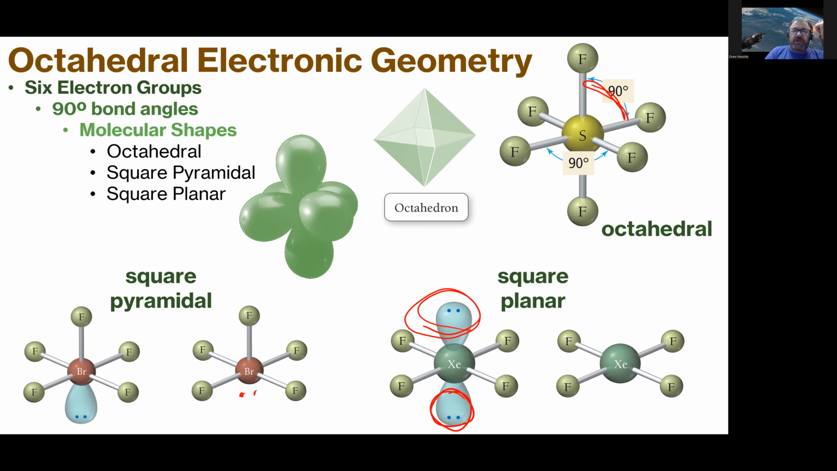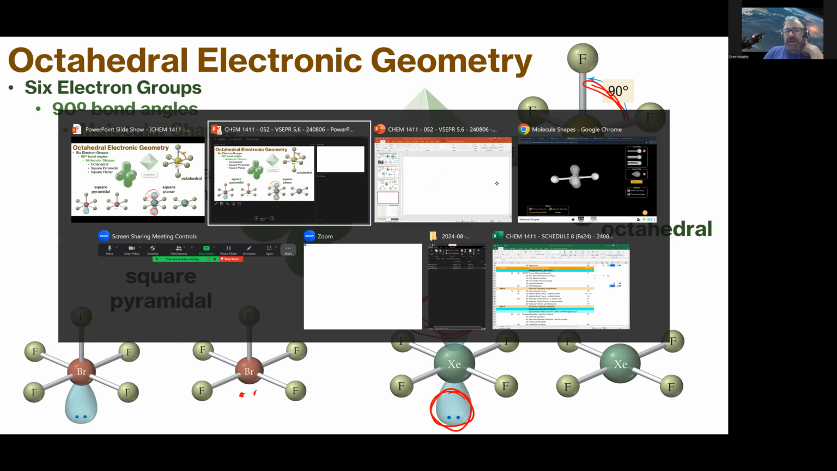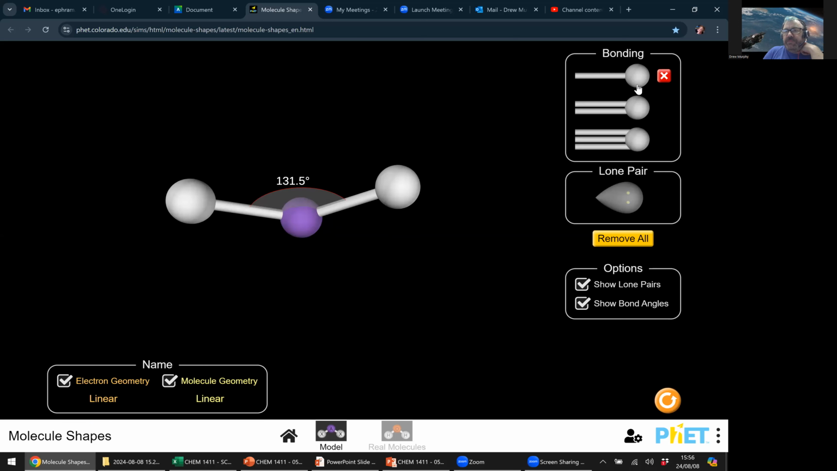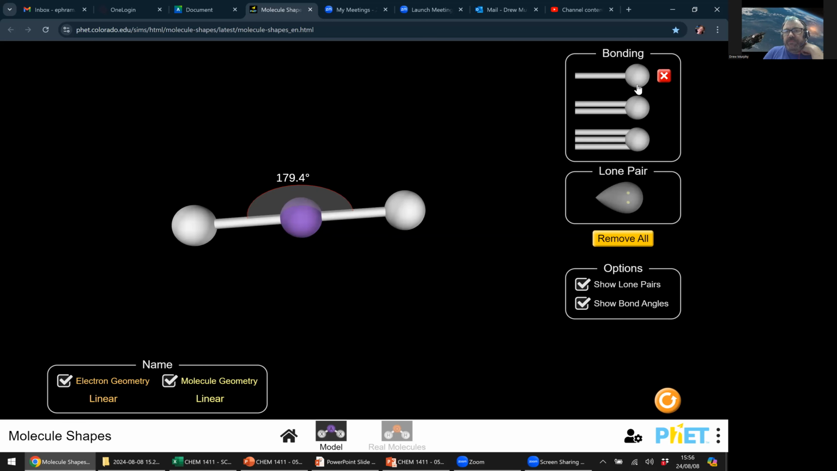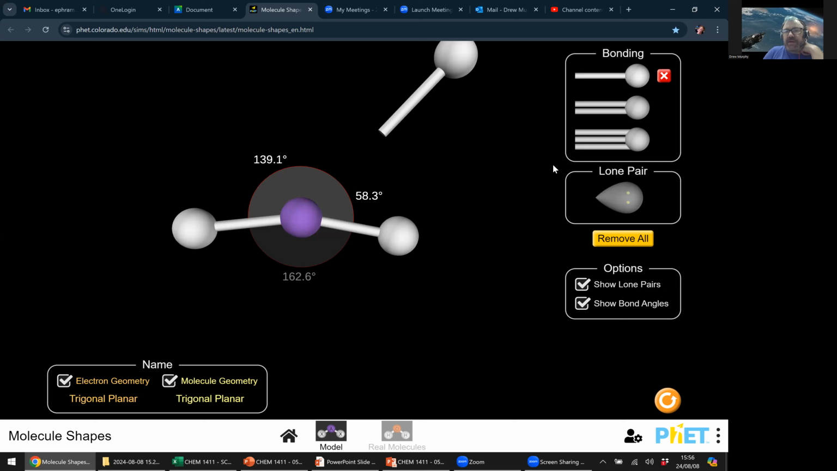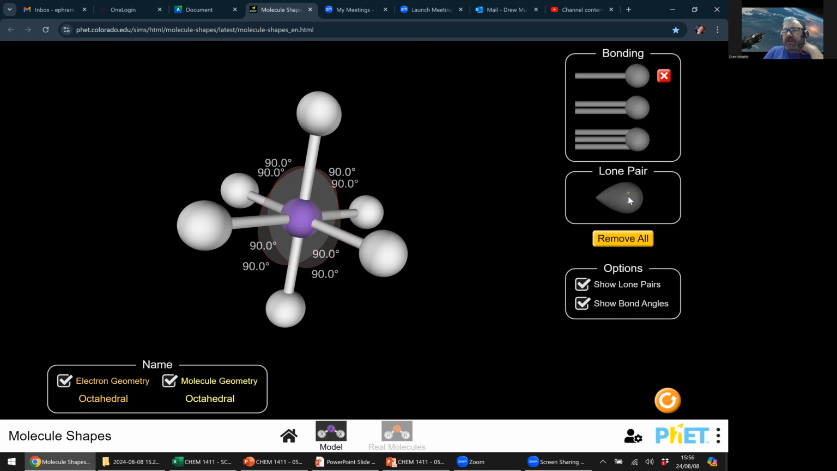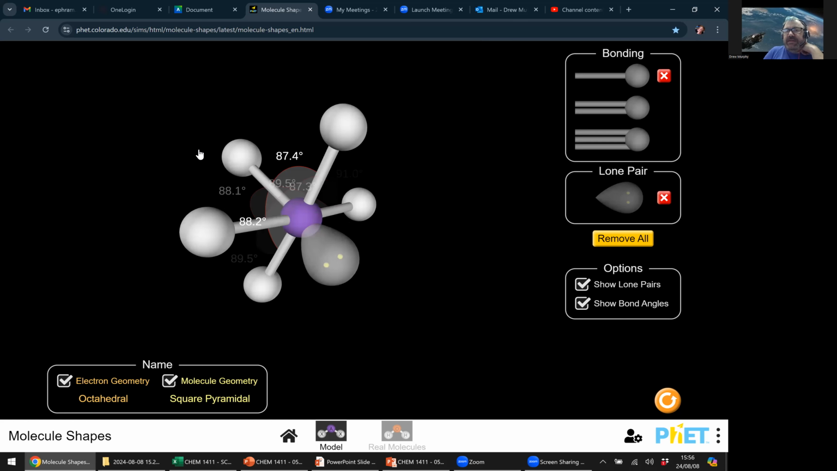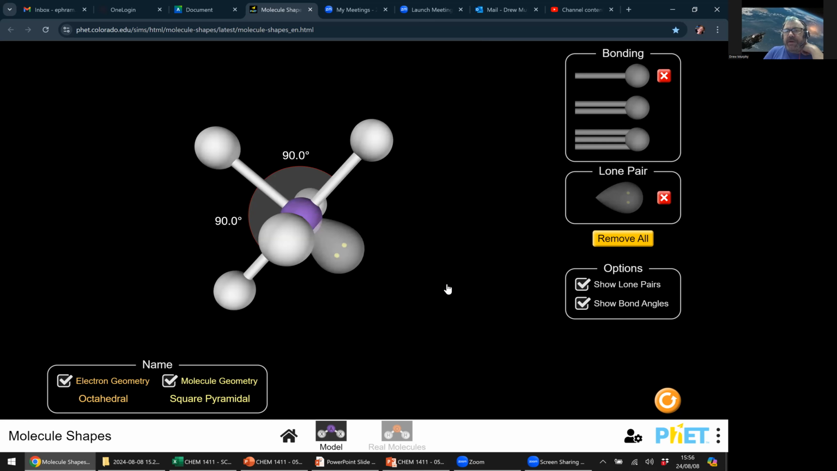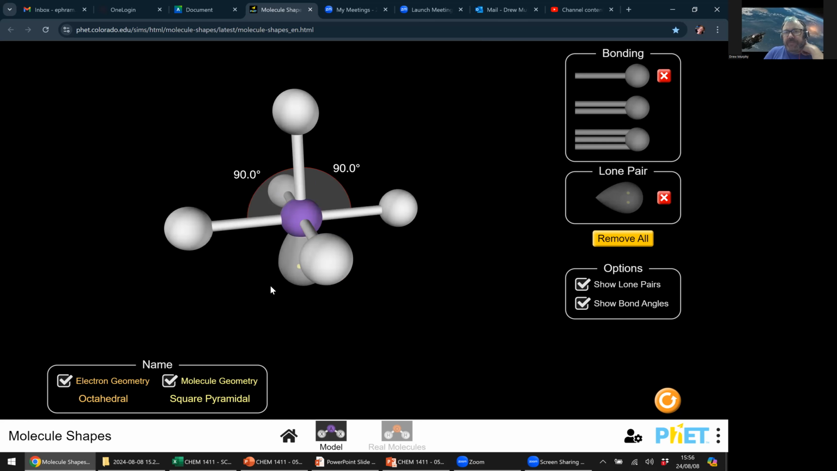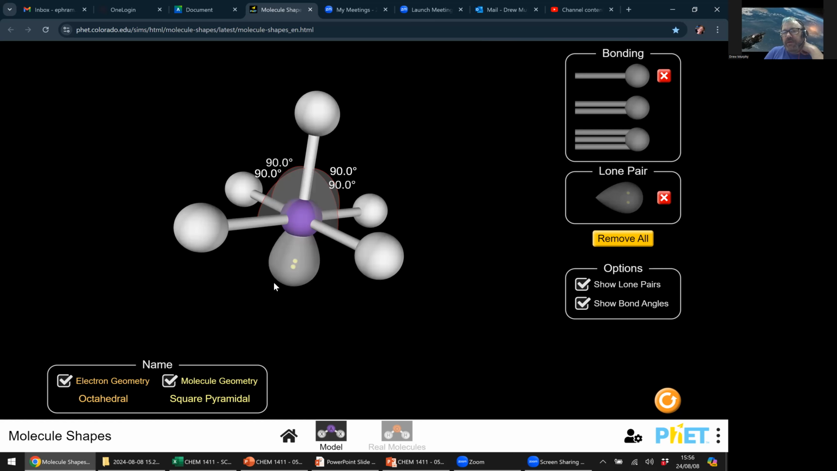Okay, let's take a quick look at some of these here. Let's take out these lone pairs. So 5, 6. Okay, here's our plain old octahedral. Everything is 90 degrees. If we take out a bond and put a lone pair there, this is our square pyramidal. Trying to get that lone pair to point down. Sorry, there we go. So a pyramid with a square bottom.